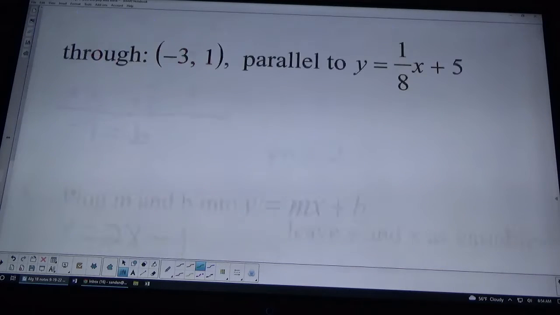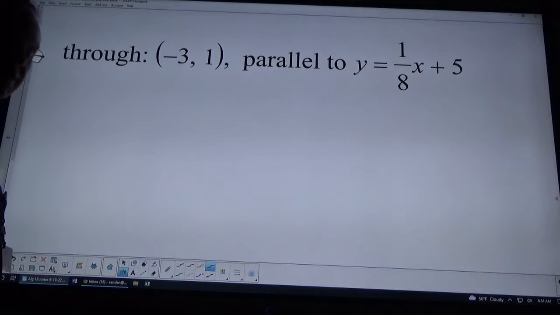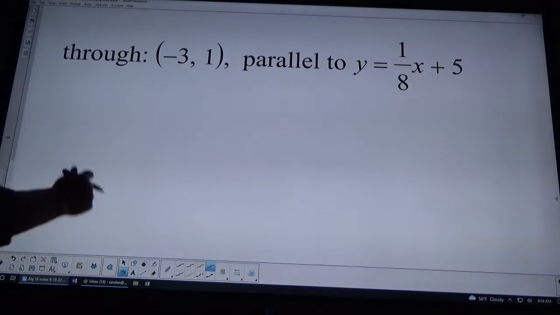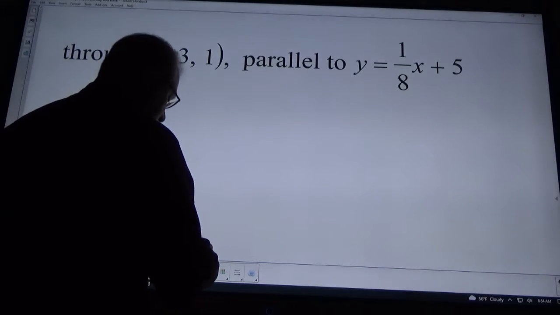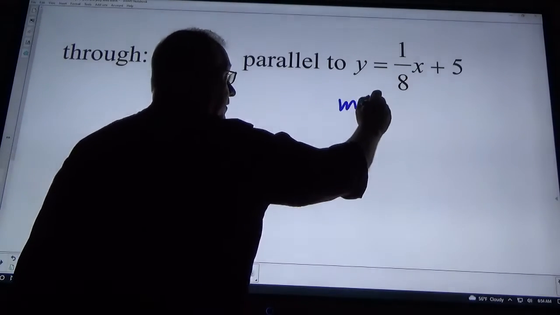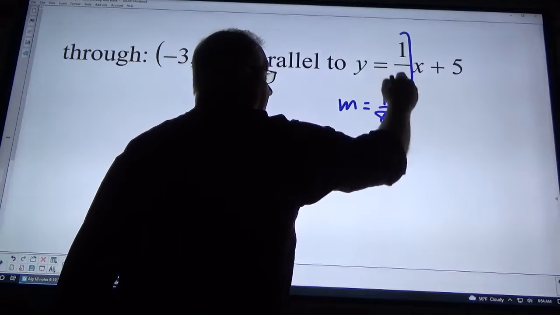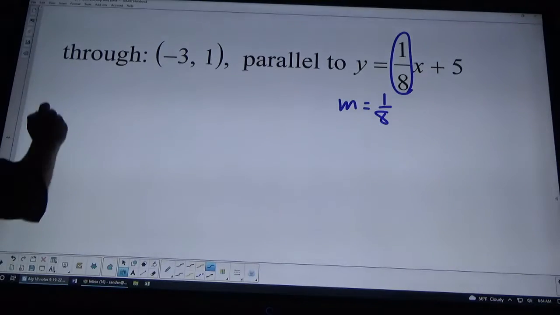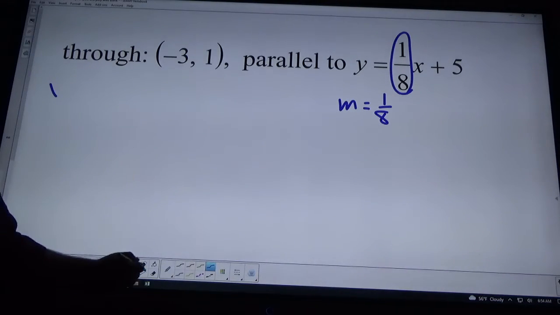Alright, there's your result. Here we go. Find the equation of the line. Well, you can try this on your own after you pause it, but I will do it out now. So, slope is the first thing I'm going to find. 1/8, right there.